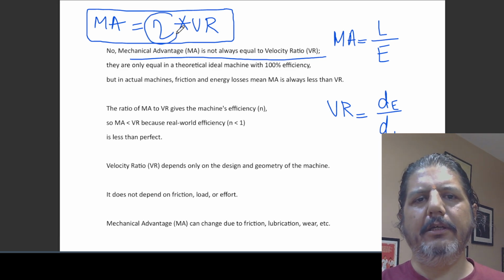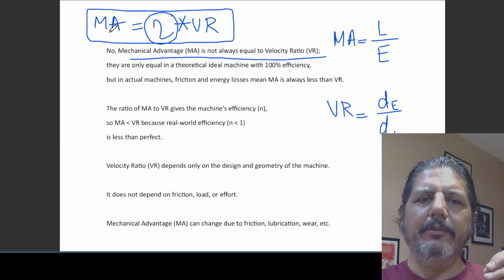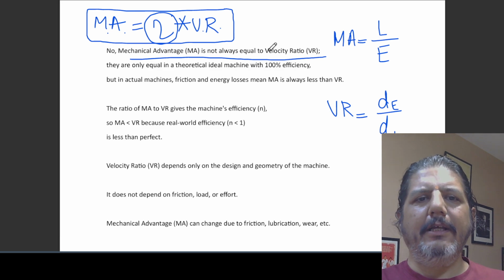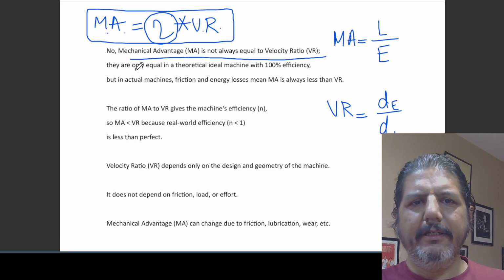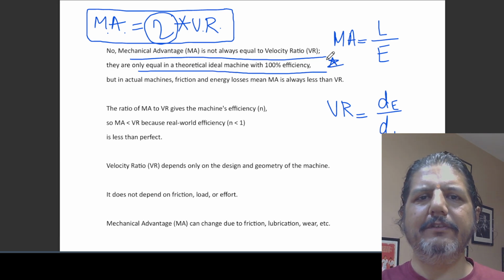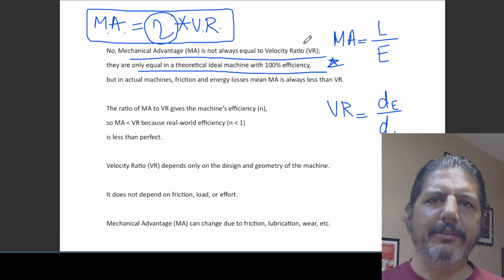would be 100%. So in an ideal case scenario, the mechanical advantage would be equal to the velocity ratio. But it is only in the ideal case scenario. That is what is written here, that they are only equal in a theoretical ideal machine with 100% efficiency. Only if the efficiency is 100% would the mechanical advantage be equal to the velocity ratio.